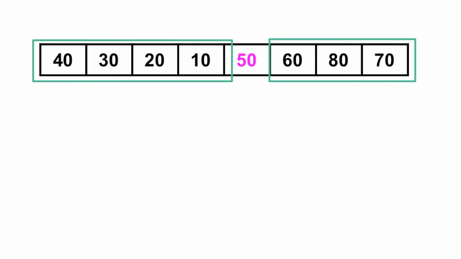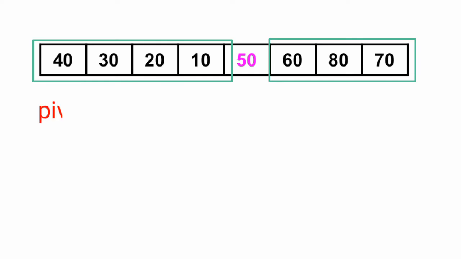The elements to the left of 50 are considered as one partition and the elements to the right of 50 are considered as another partition. So the quicksort procedure has to be applied separately to each of these partitions. Due to this reason, the approach used in quicksort is termed the divide and conquer approach. So first let's apply quicksort to the partition on the left.